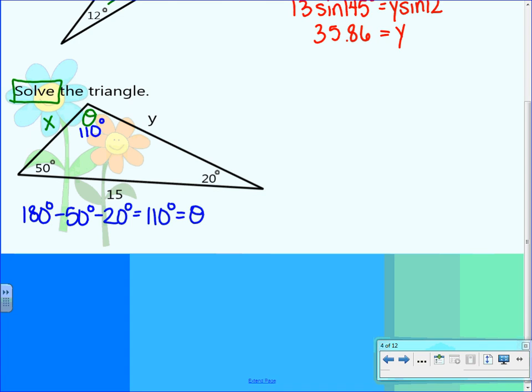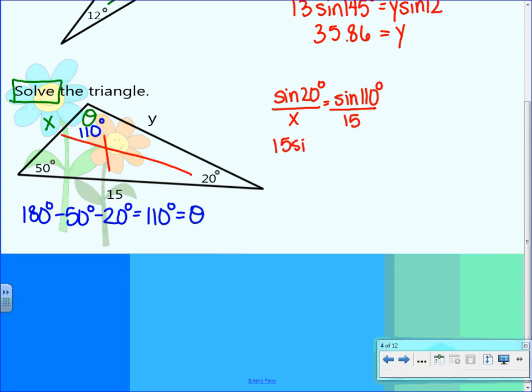Alright, so now I'm going to have to solve for x or y first. It doesn't matter. Let's say I want to solve for x. X is opposite 20 degrees, so that makes up my first pair. I need one more pair of opposites to be able to use the law of sines. I don't want to use 50 and y because that would introduce another variable into my equation. I want to use 110 and 15 because they're both known values. So that's going to look like sine 20 over x, sine 110 over 15. Cross multiply to solve.